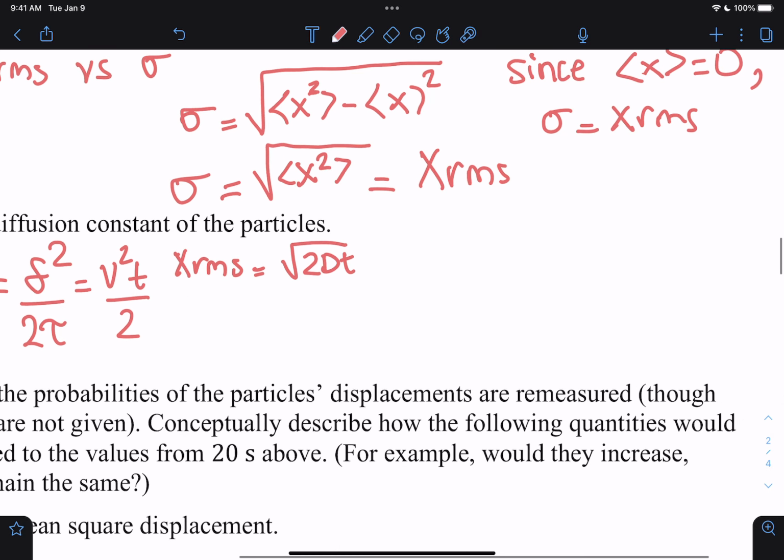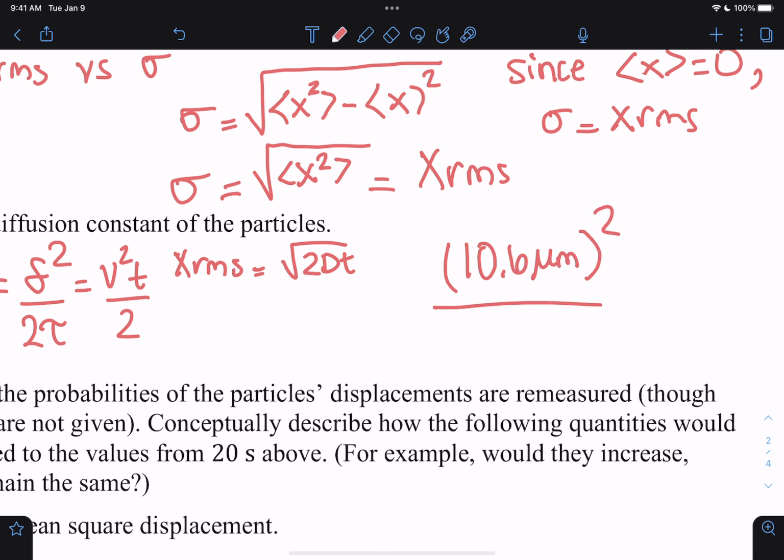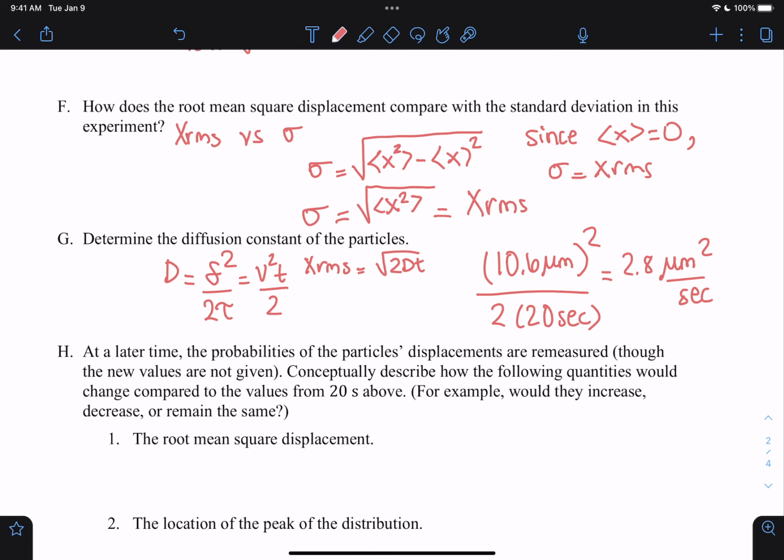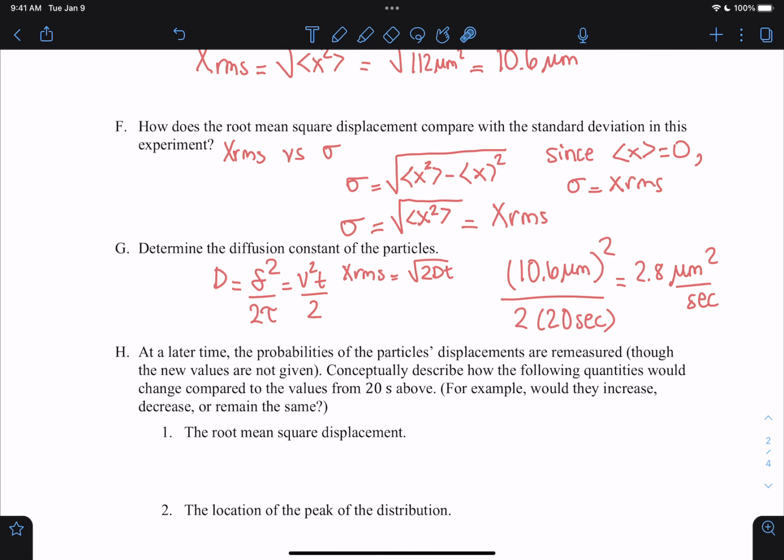And so we can simply just take the step size, which is the XRMS, 10.6 micrometers, and then square that, divided by 2 times our time, which was 20 seconds. And that gives us 2.8 micrometers squared per second, right? That would be our diffusion constant. That's if we used this equation, right?